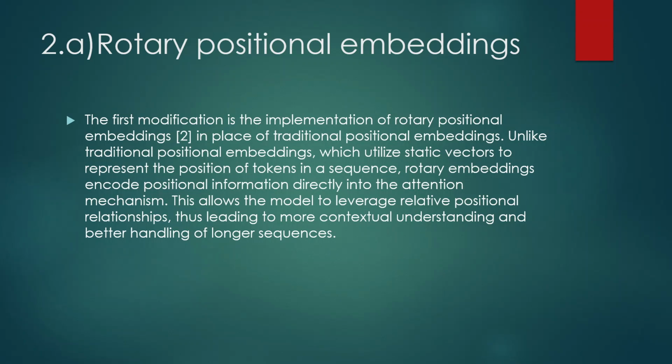So, the rotary positional embeddings. Unlike the traditional positional embeddings, which utilize static vectors to represent the position of tokens in a sequence, rotary embeddings encode positional information directly into the attention mechanism. This allows the model to leverage relative positional relationships, thus leading to more contextual understanding and better handling of longer sequences.